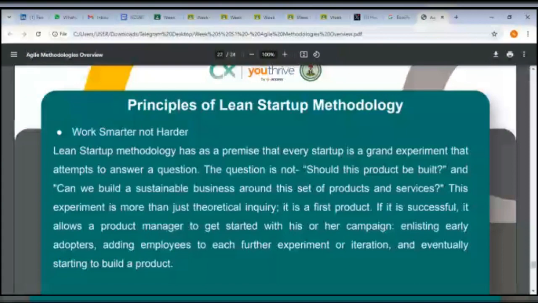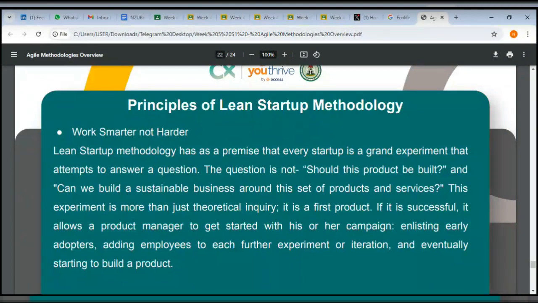A product is a product, but a product keys into your business goals, right? And a product serves as the medium through which you provide solutions, and those solutions you're providing become the services that you render or the products that you are selling, right? That's what that is. And it's saying here that the question is, should these products be built, can we build a sustainable business around products and services.